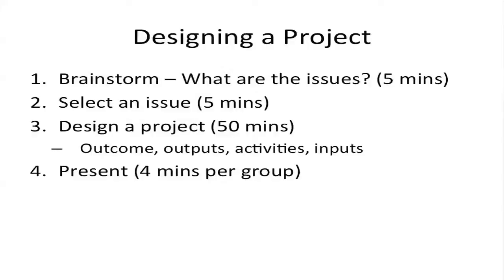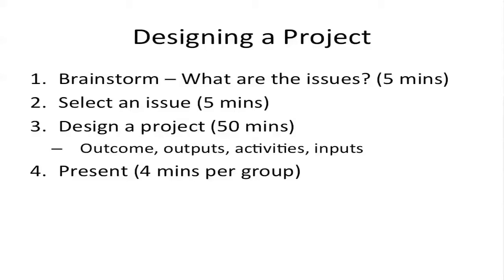So the first thing we're going to do is brainstorm. So 5 minutes, writing down on cards, sticking them up. We have pin boards. What are the issues that you feel are important? Then each group's going to select one issue to design a project around. So you each get stickers. We have stickers in the other room. You get 3 votes as to which issue you think is the most important. You can put all 3 votes on one issue. You can put 1 vote on 3 issues, however you want.